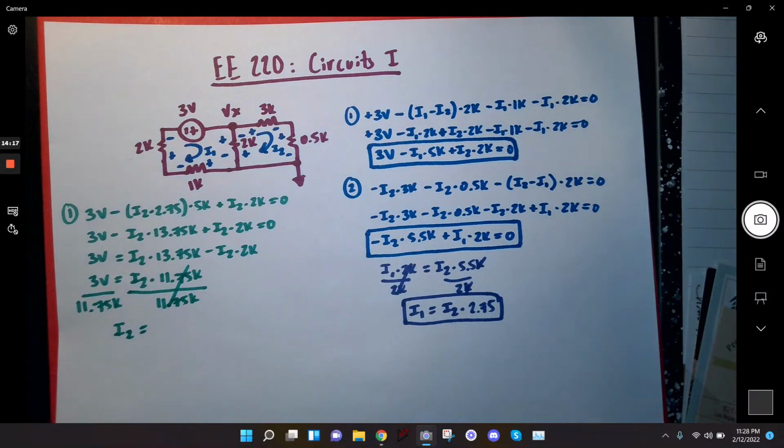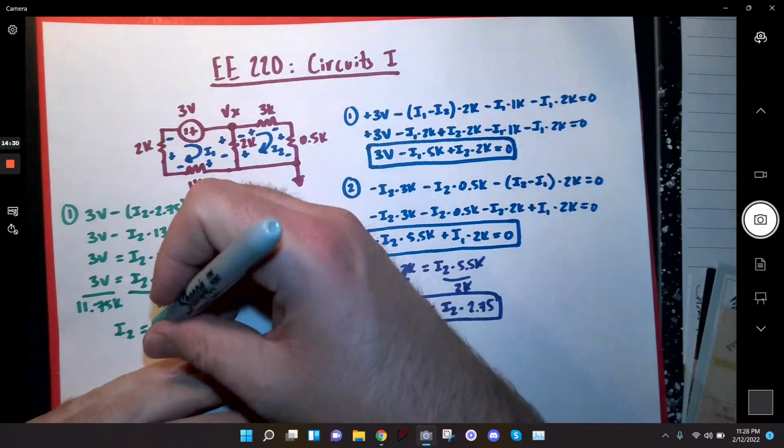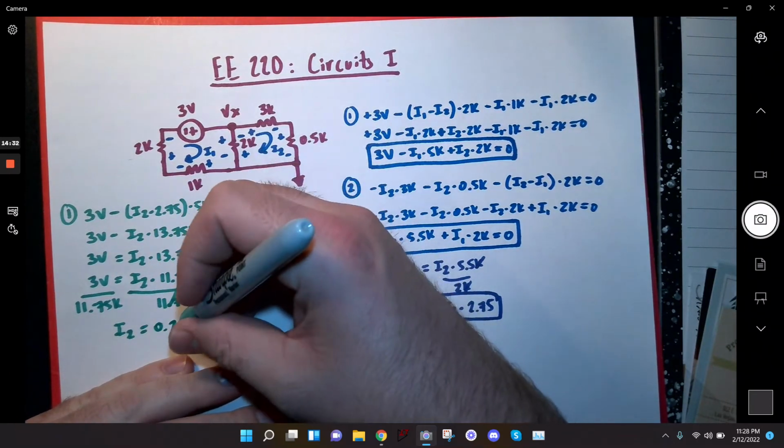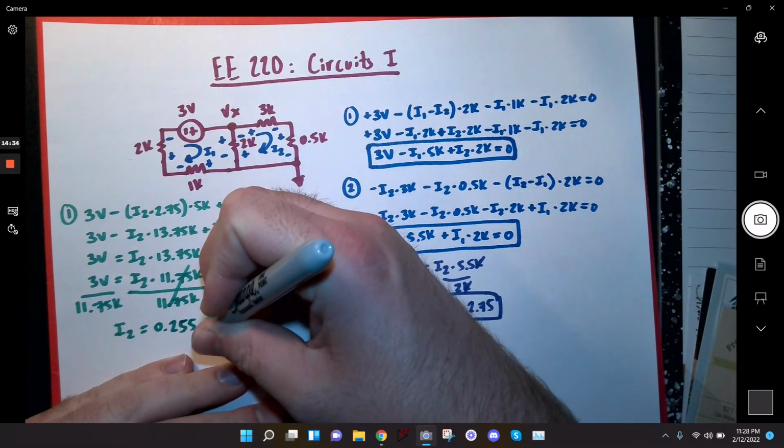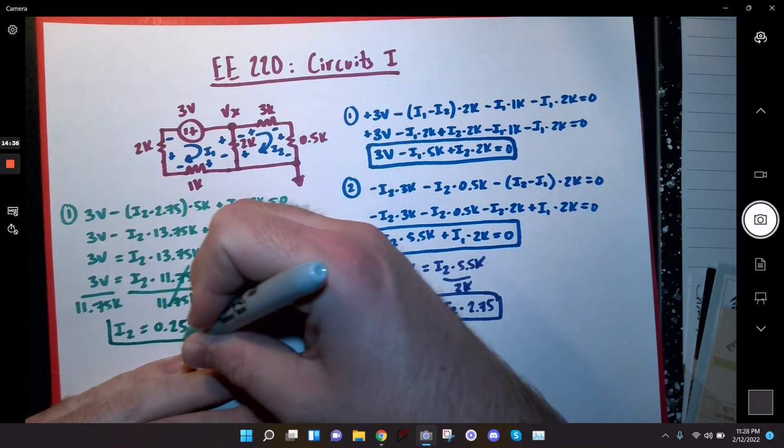Let's see, what's 3 divided by 11.75? I get 0.255. Yeah. So this is going to be 0.255 milliamps. That's my I2.